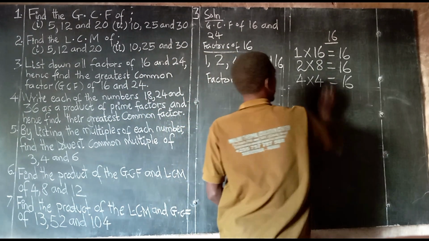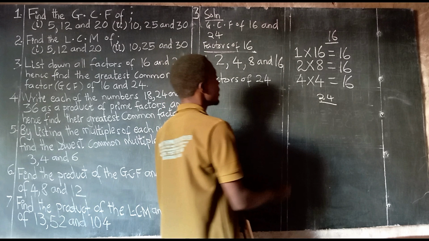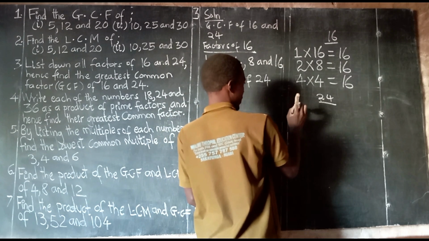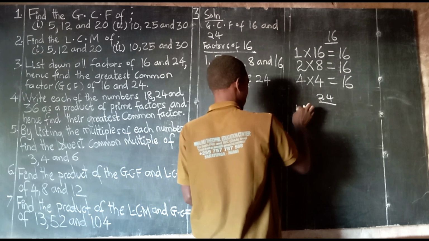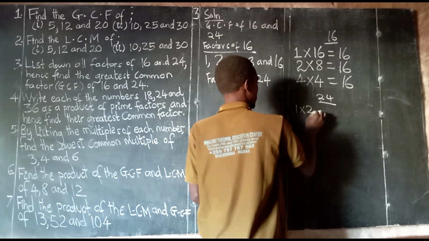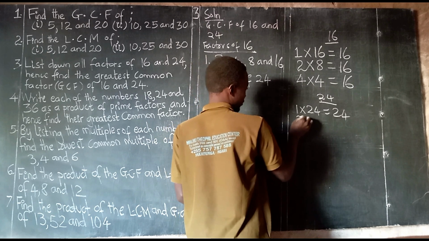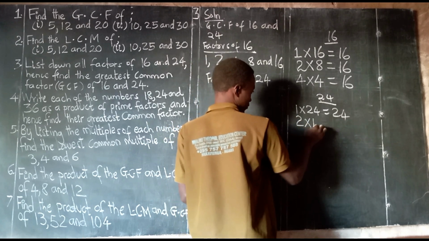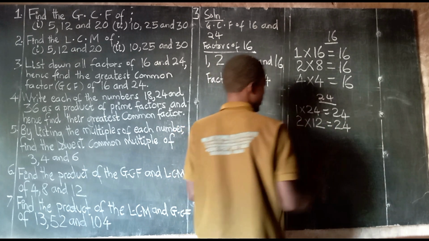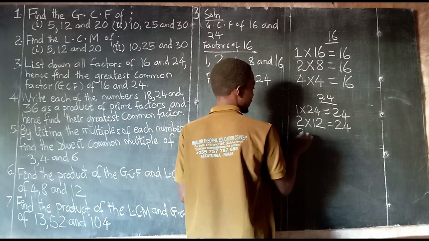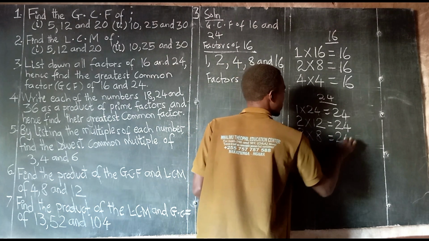Now we are dealing with 24. To get the factors of 24, here we have to start. When we divide 24 by 1, we get 24. So 1 times 24 gives 24. Again, when you divide 24 by 2, you get 12. So 2 times 12 is equal to 24. When you divide 24 by 3, you get 8. So 3 times 8 is equal to 24.